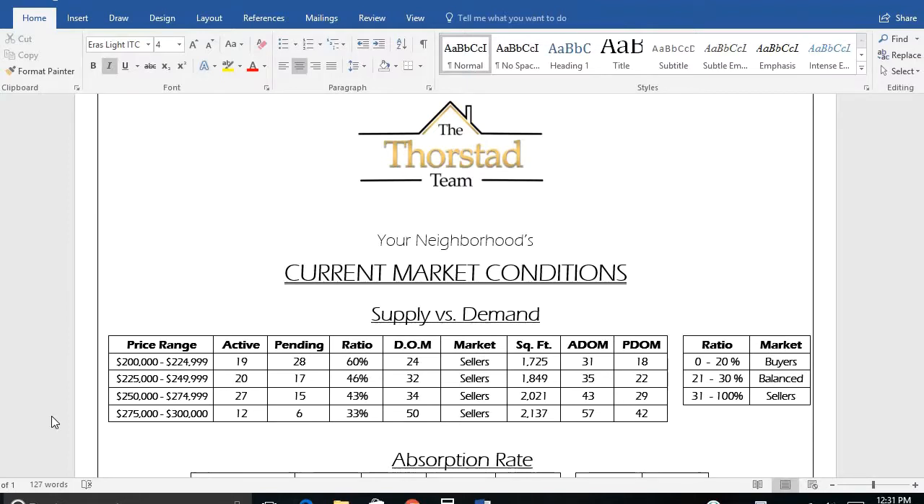Okay, so this class is on the supply and demand analysis and price versus time. So we're going to go over all the details. The first thing I want you to see is what the supply and demand analysis looks like.